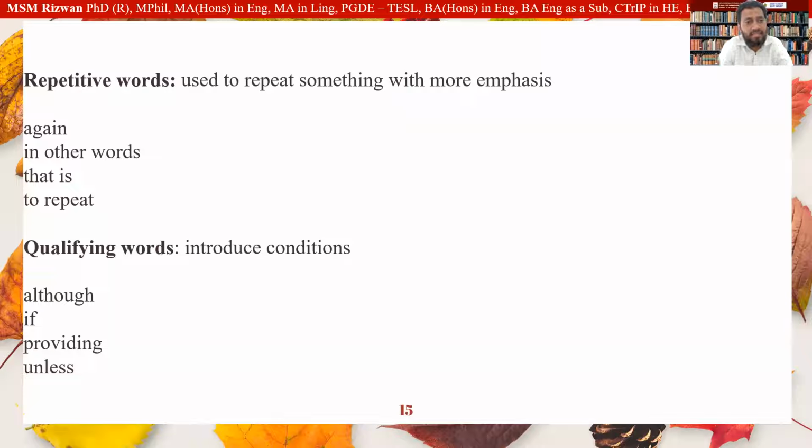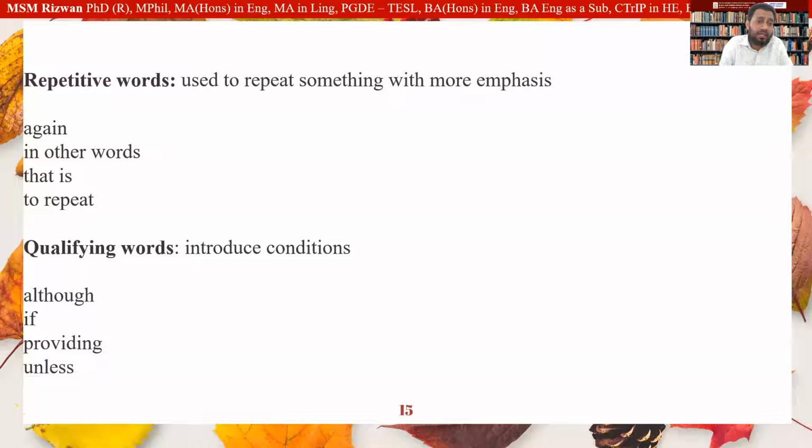Can one of you read these words? Repetitive words: again, in other words, that is, to repeat. Yeah. Qualifying words: although, if, providing, unless.